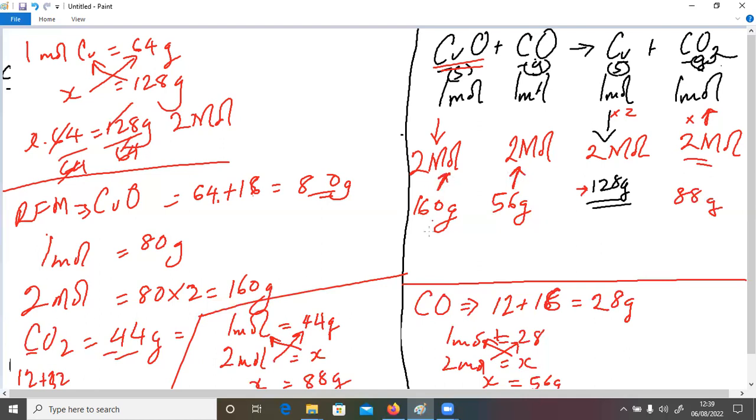This tells me that I have to react 160 grams of copper oxide with 56 grams of carbon monoxide. Remember, this copper oxide is heated up, and that will give me 128 grams of pure copper and 88 grams of carbon dioxide gas. Okay, so I think that is good enough for that particular lesson.